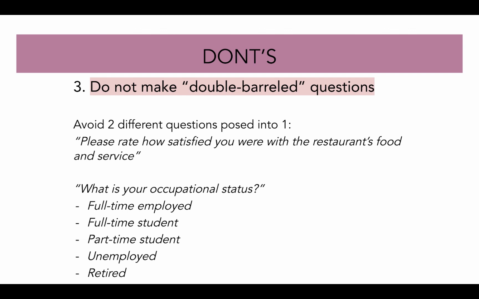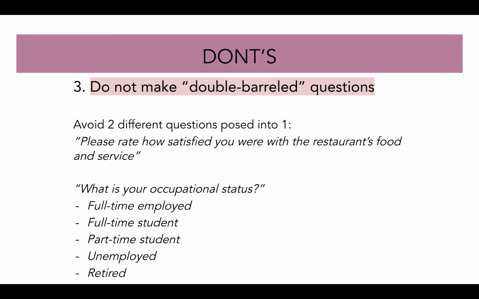Another don't is to make double-barreled questions, and double-barreled questions are basically two questions posed in one. Please rate how satisfied you were with the restaurant's food and service. Well, what if you were super satisfied with the food but not with the service? There's not really any way to answer it because the question lumps both together. Or what is your occupational status? Full-time employed, full-time student, part-time student, unemployed, retired.